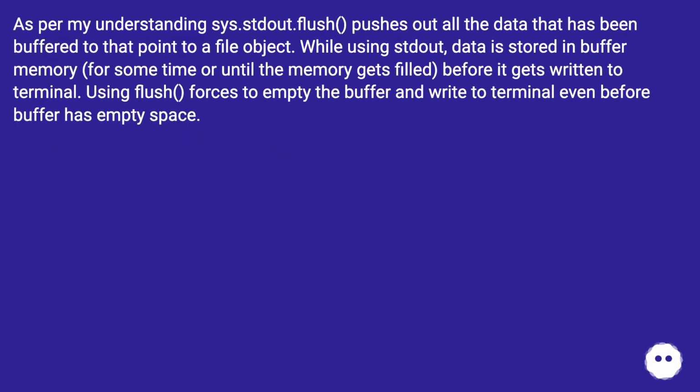As per my understanding, sys.stdout.flush pushes out all the data that has been buffered to that point to a file object. While using stdout, data is stored in buffer memory for some time or until the memory gets filled before it gets written to the terminal. Using flush forces it to empty the buffer and write to the terminal even before the buffer has empty space.